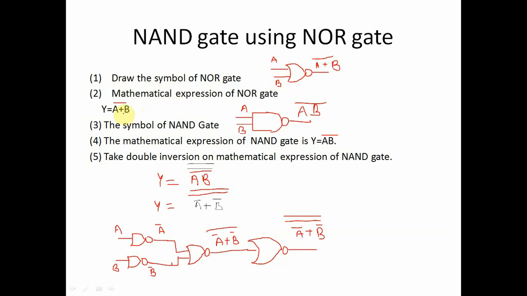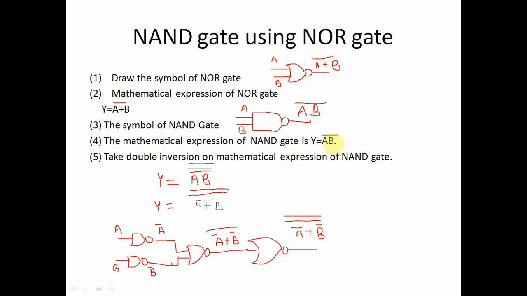Then second one, draw the mathematical expression of NOR gate: Y is equal to (A plus B) bar. Third point is the symbol of NAND gate. This one is the symbol of NAND gate. In the fourth point, the mathematical expression of NAND gate is Y is equal to (AB) bar.